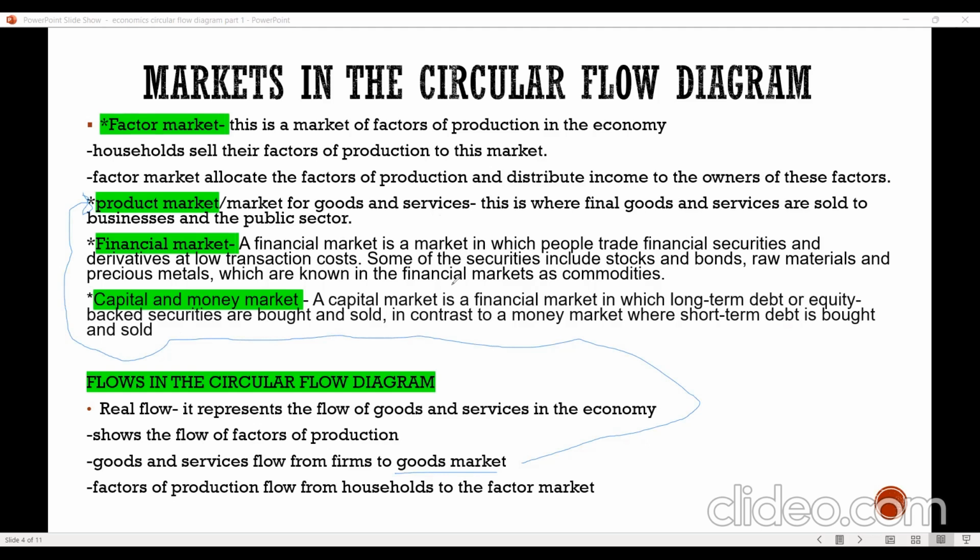This shows an example of a real flow, and factors of production flow from households to the factor market. This is a real flow. These are just some examples. You will see them very well when we discuss the circular flow diagram in detail. Moving forward.